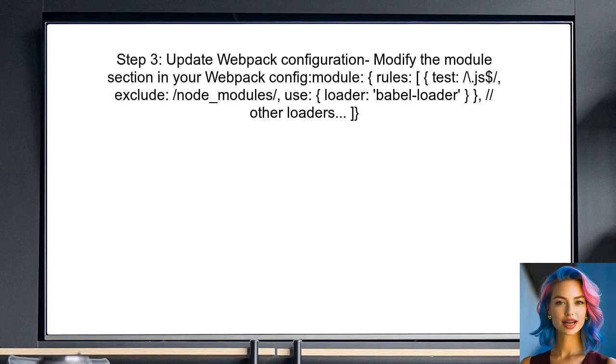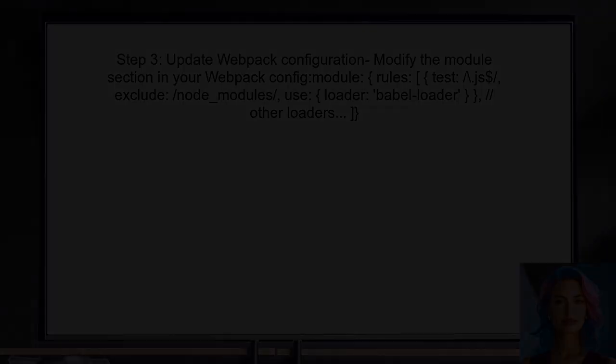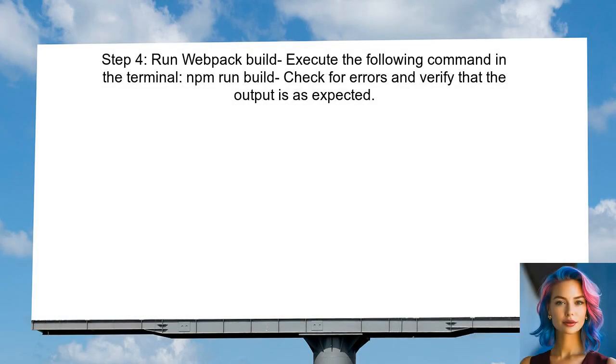Now, the user should update the Webpack configuration to include Babel as a loader for JavaScript files. This will ensure that all JavaScript files are processed by Babel before being bundled. Finally, the user can run the Webpack build process again. This time, the ES6 code should be properly transpiled and the parse error should be resolved.